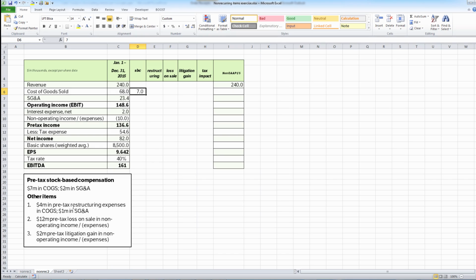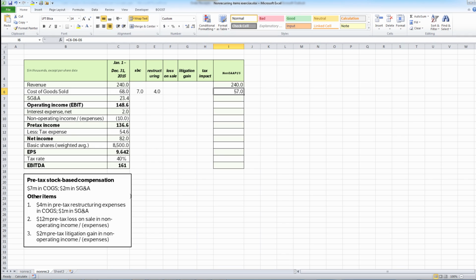We've also identified that there are about $4 million in pre-tax restructuring expenses in cost of goods sold. So let's input that here. There are no other items that are non-recurring that have been identified that are buried within cost of goods sold. And so we can now calculate the normalized cost of goods sold as the original GAAP-based expense without these other expenses. The reason why we're subtracting them is because we are trying to get at what the cost of goods sold is as if these other expenses never happened.